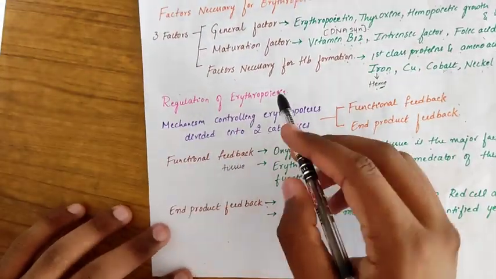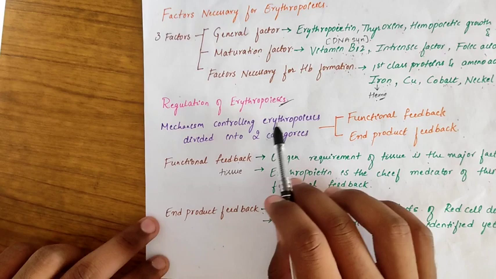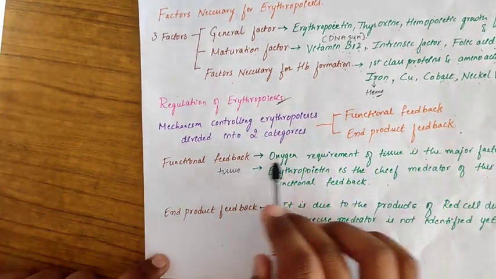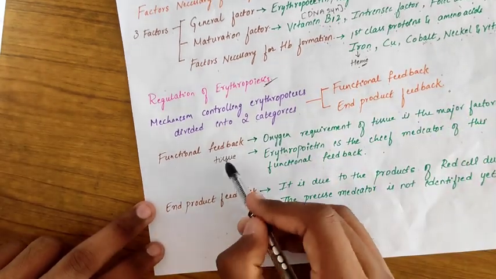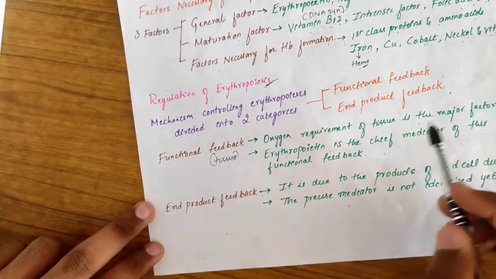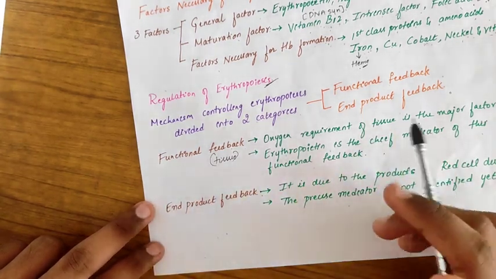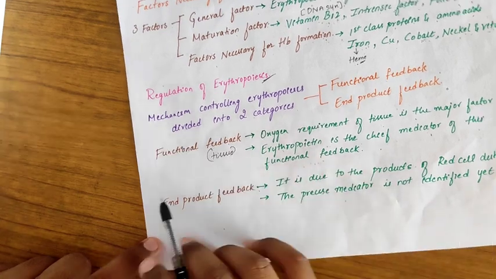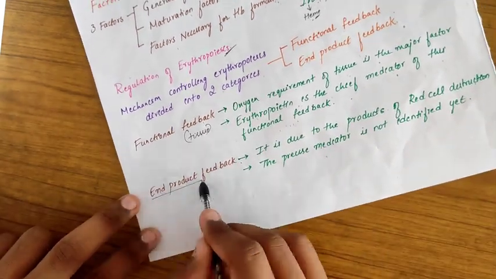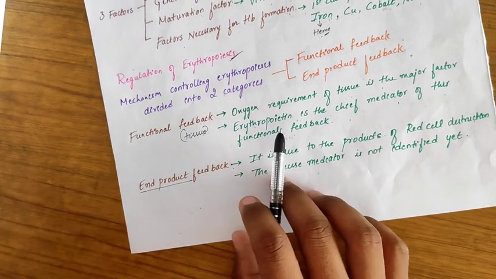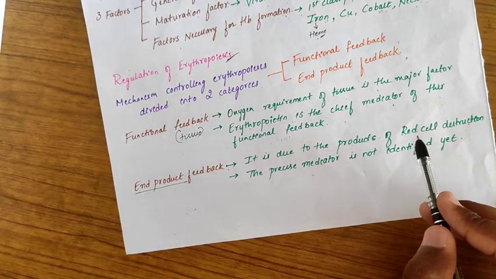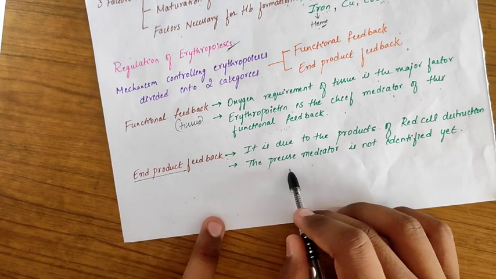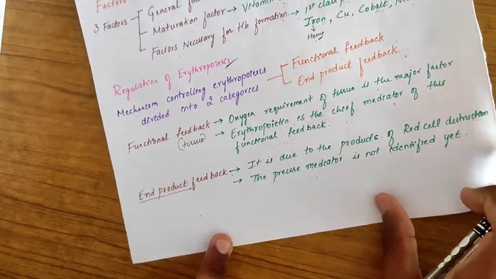Next, regulation of erythropoiesis. The mechanism controlling erythropoiesis is divided into two categories: functional feedback and end product feedback. Functional feedback originates in the tissues. The major factor for this functional feedback is the oxygen requirement of the tissues, and erythropoietin is considered the chief mediator in this feedback mechanism. And next is the end product feedback. As the name suggests, these are the products of red cell destruction. As the RBCs are destroyed, the products of this destruction control this feedback mechanism. The precise mediator of this feedback is not yet identified.